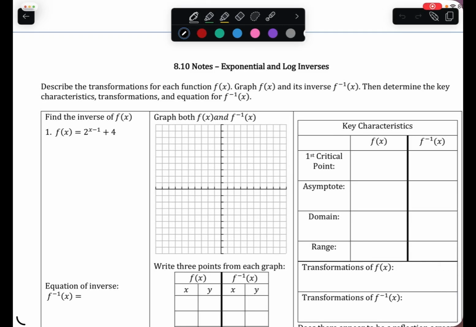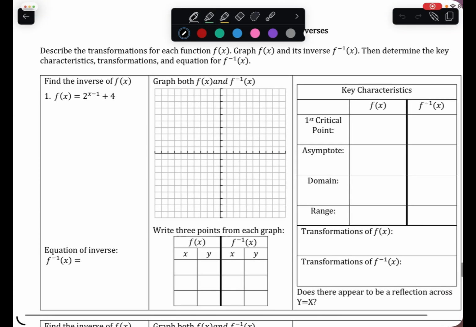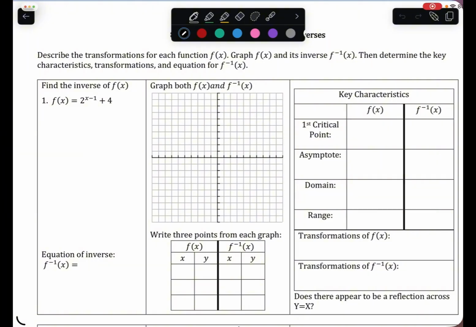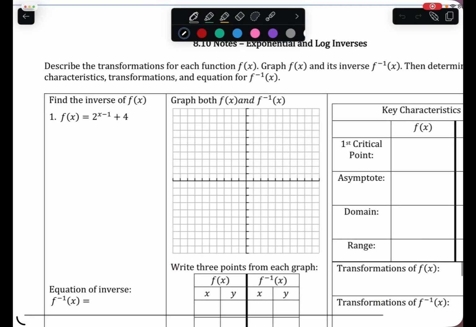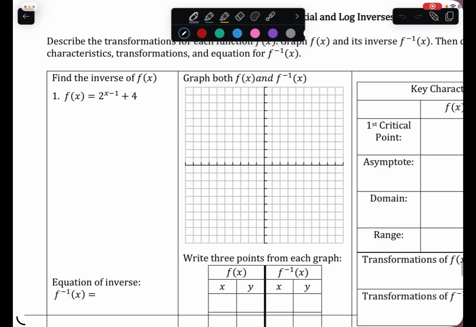All right, in this lesson, we are going to talk about the inverse relationship between exponential and log functions. And so for each one, we are going to do it both algebraically and graphically. And so we're going to start with this exponential function. I recognize that it is exponential because my variable is in the exponent.